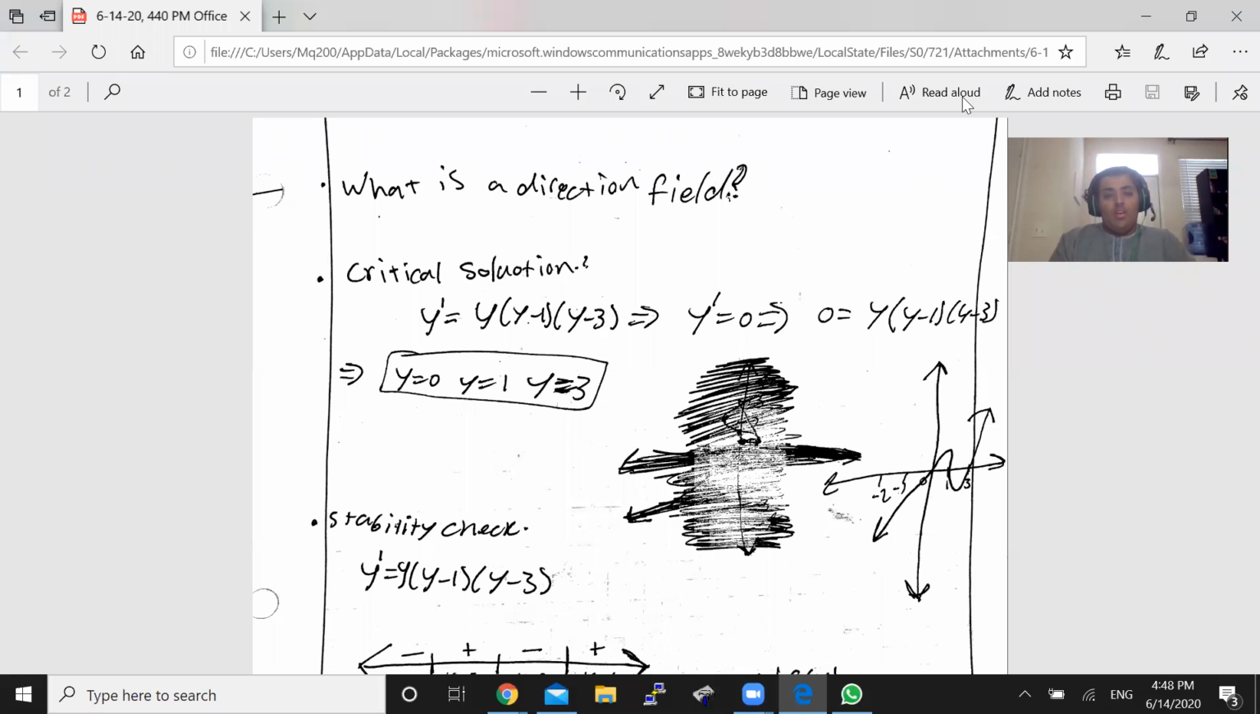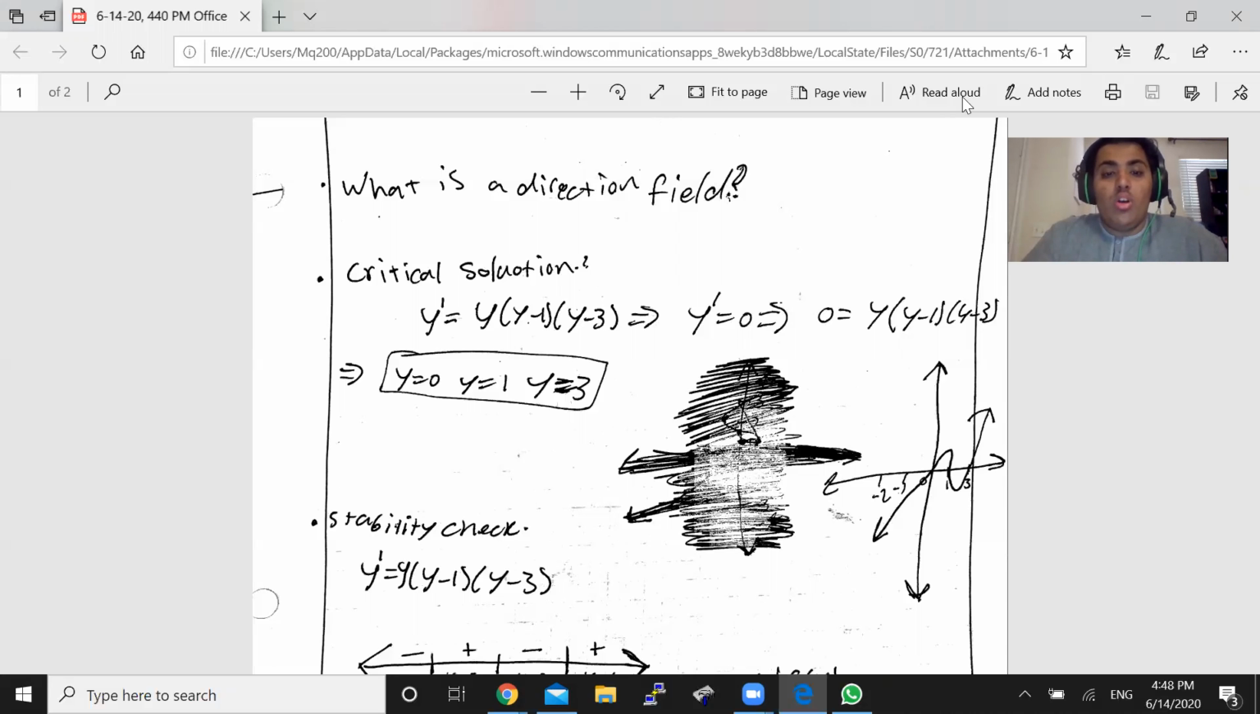Hey, for today we'll do this problem. What is a direction field? Well, let's say there's a first order differential equation that we can't solve. To approximate the answer, or to draw how it looks and get the derivative, we use a direction field to know all this information.